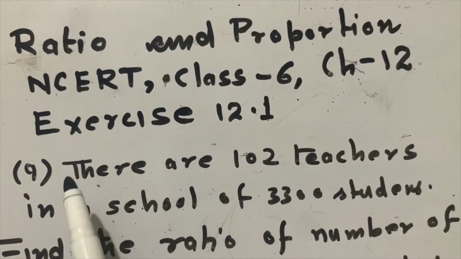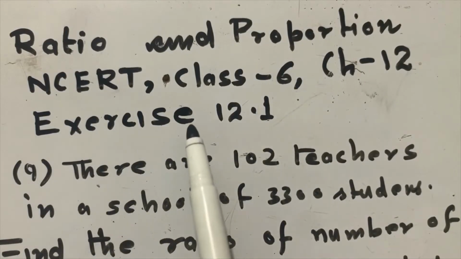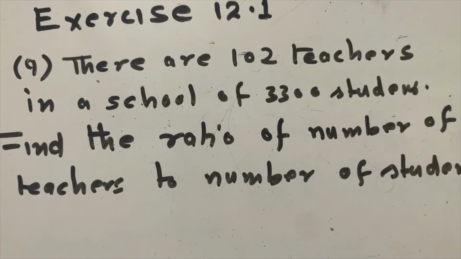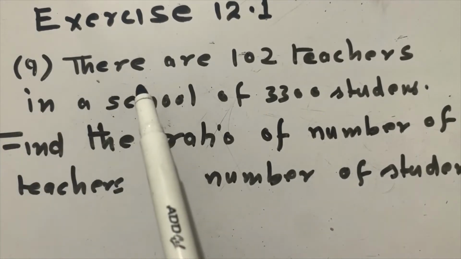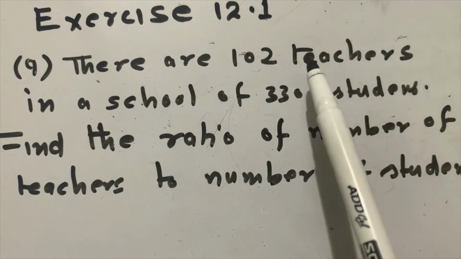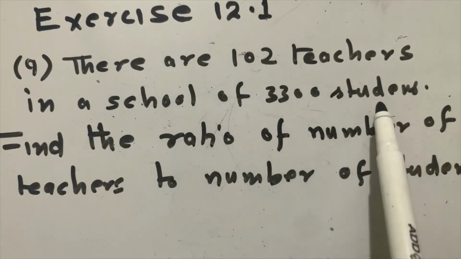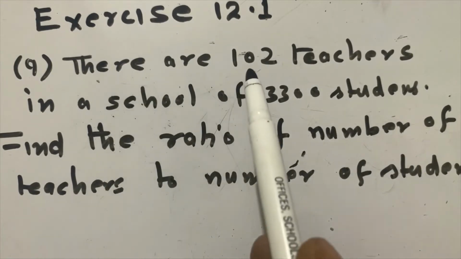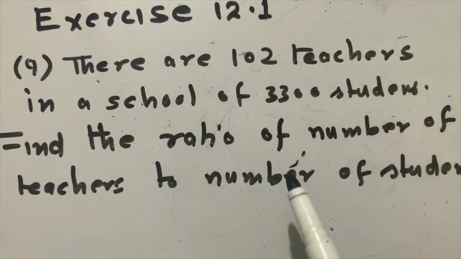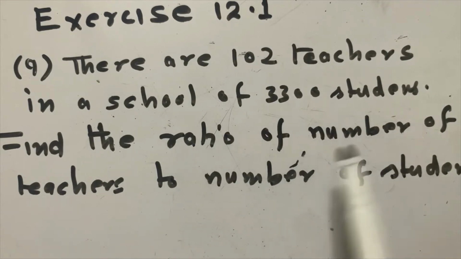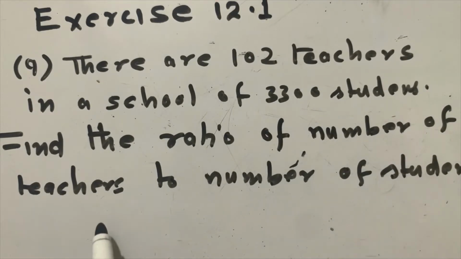Now we are solving question number 9, exercise 12.1, class 6 NCERT, chapter 12, ratio and proportion. Question is given: there are 102 teachers in a school of 3300 students. We have to find the ratio of the number of teachers to the total number of students.